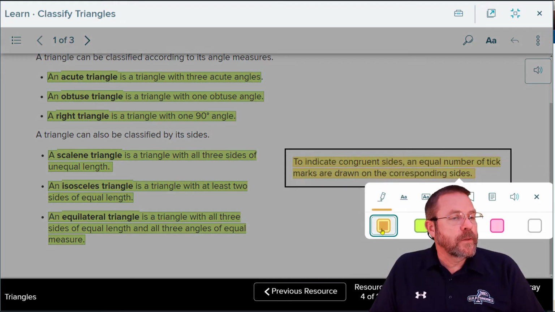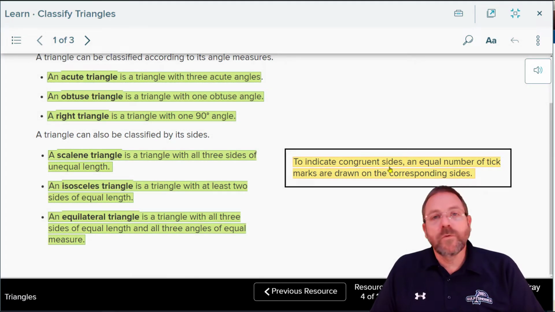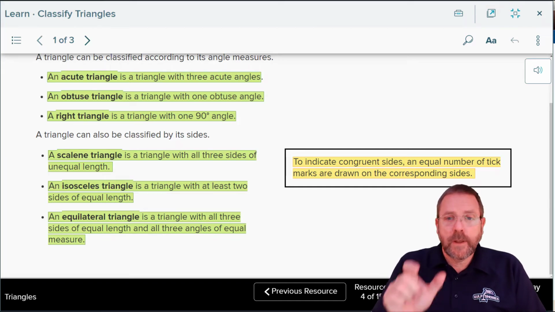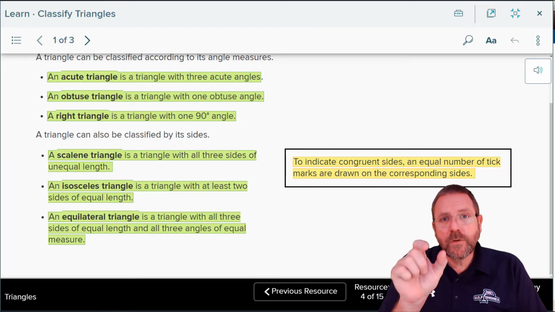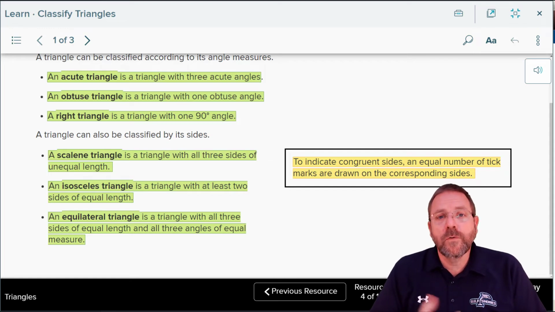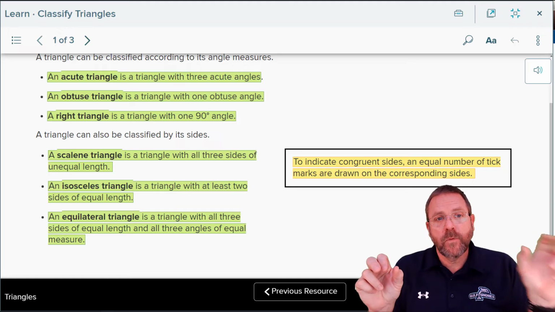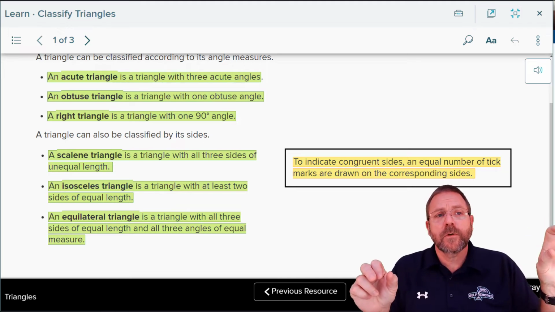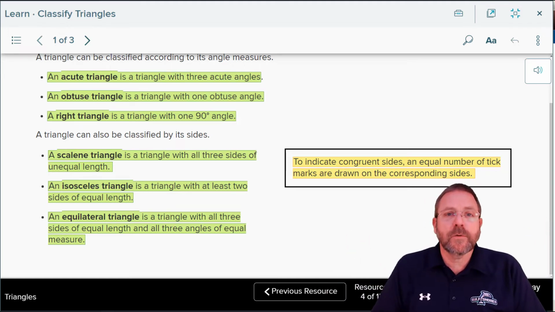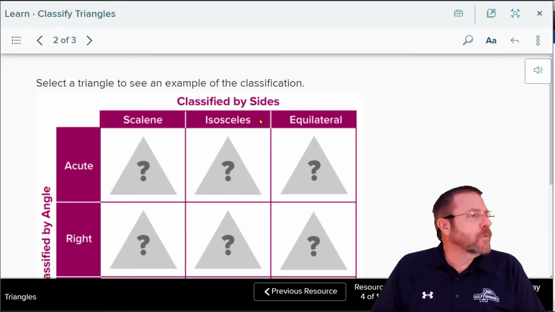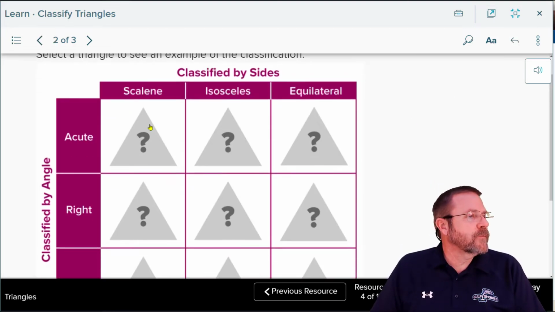Now this part over here is pretty important too. It tells you that you can indicate congruent sides by the number of tick marks on them, and hopefully they'll give us some demonstrations of that in the lesson, where if you have two sides that have one tick mark, you know those two sides are congruent or equal. If you have sides that have two tick marks and sides that have one tick mark, the one tick marks are congruent and your two tick marks are going to be congruent as well. From here, we're going to select some triangles to see how they're going to classify.